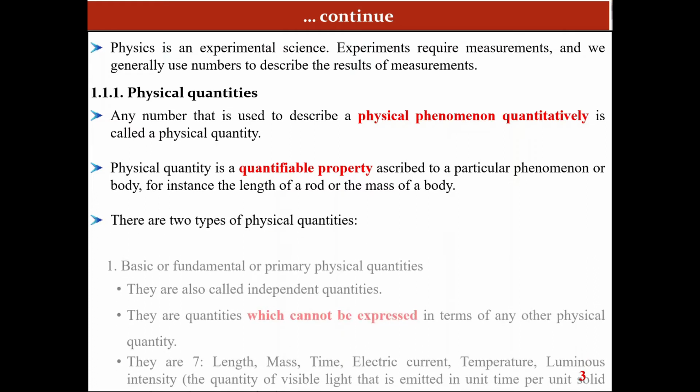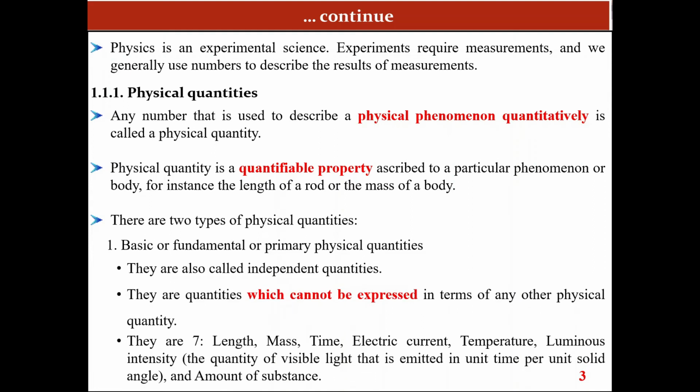There are two types of physical quantity. One is basic, or we can say fundamental or primary, physical quantity. The other is derived. Basic quantities are called independent quantities. They are quantities which cannot be expressed in terms of any other physical quantity. There are 7 fundamental physical quantities: length, mass, time, electric current, temperature, luminous intensity, and amount of substance. Luminous intensity is the quantity of visible light that is emitted in unit time per unit solid angle. All these are considered to be the 7 basic, fundamental, or primary physical quantities.